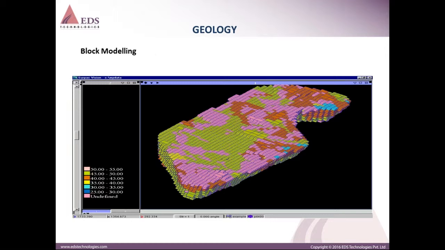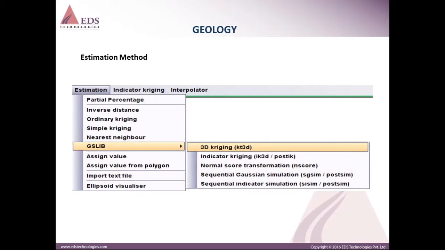And then this is an example of a block model. Once the ore body has been created, you can divide it into mining blocks, and then you can estimate those resources. These blocks are colored based on the Fe grade of the deposit. And then these are the various estimation methods: inverse distance, ordinary kriging, simple kriging, nearest neighbor. And apart from that, we have geostatistics library estimation methods also.